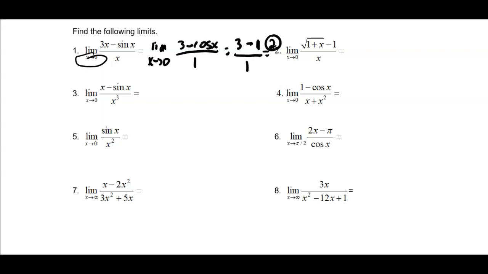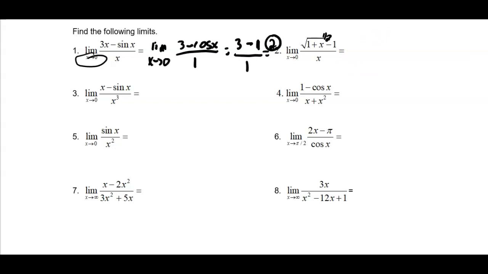All right, number 2. Same process. If I go ahead and plug that in, I would get root 1 minus 1, and then in my denominator, I get my 0. So we get a 0 on top, 0 on the bottom, indeterminate. So we use L'Hopital's rule.